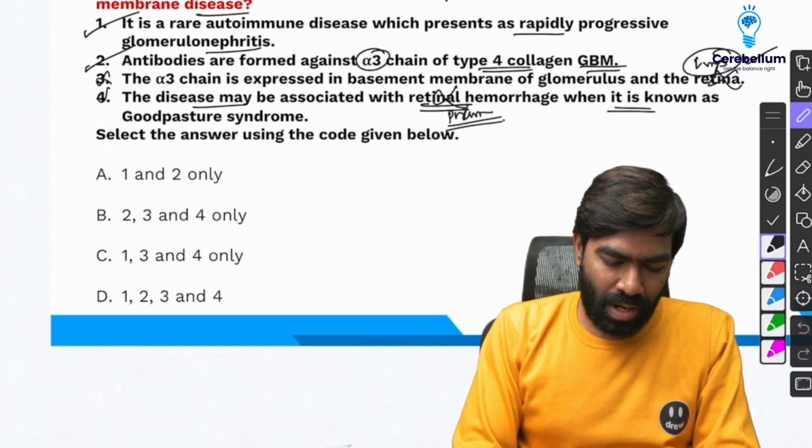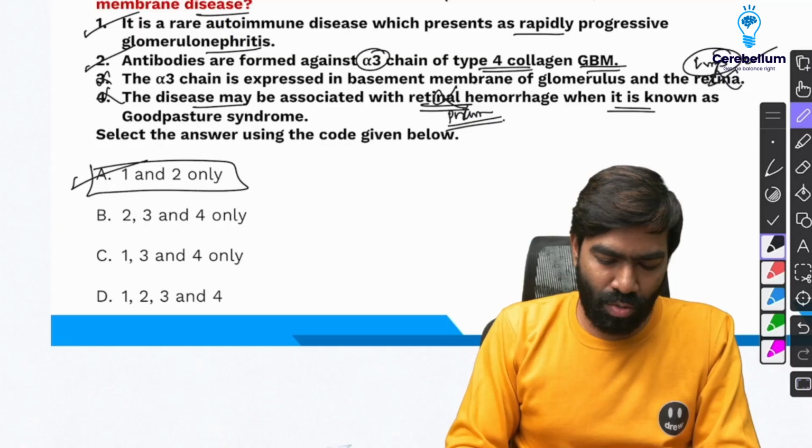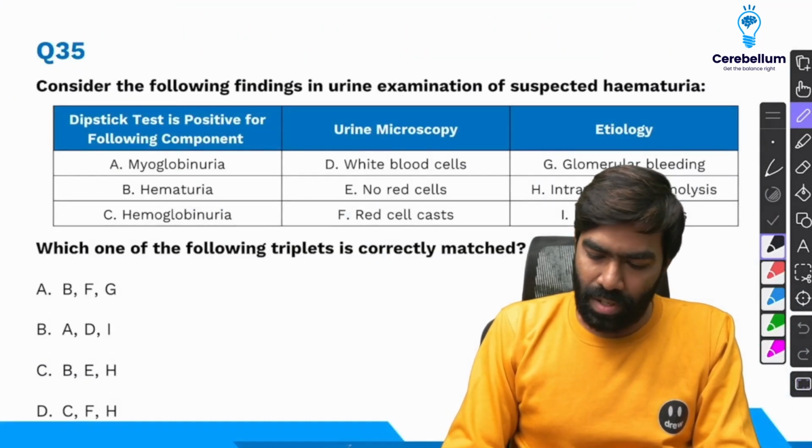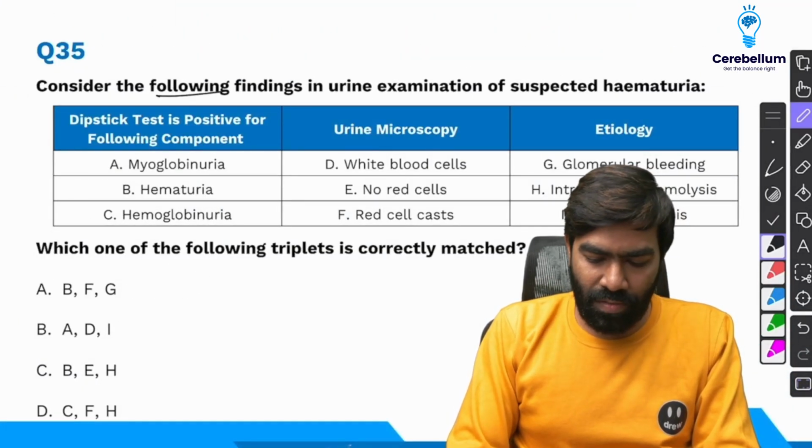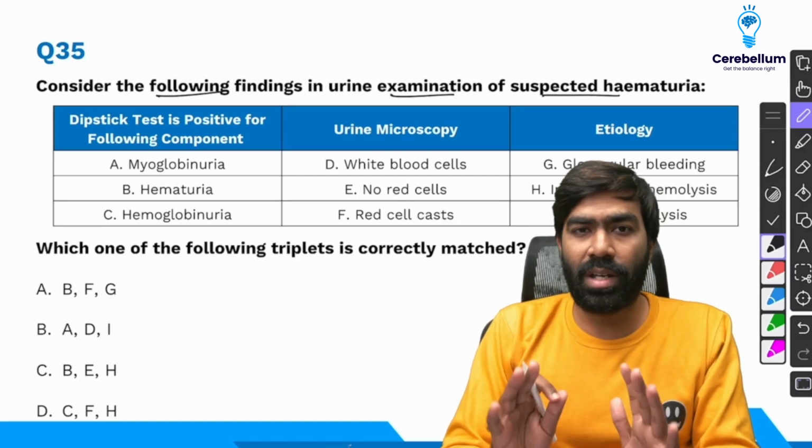So 3 and 4 are wrong. So I'll go for option A. 1 and 2 only is correct. Coming to 35th question, consider the following findings in urine examination of suspected hematuria.